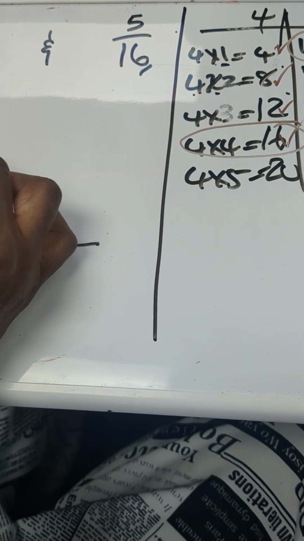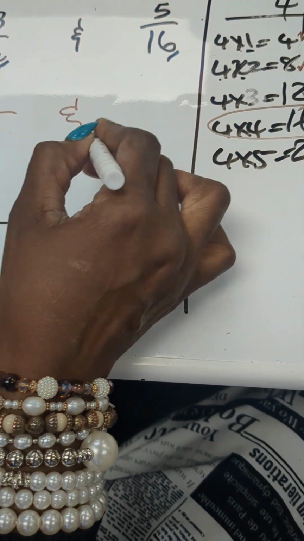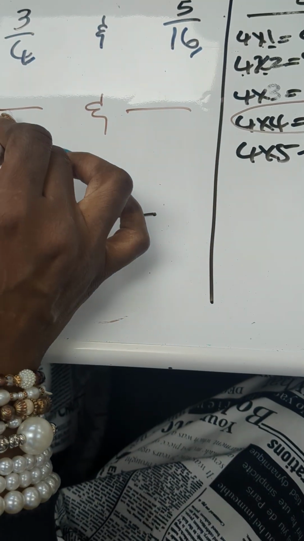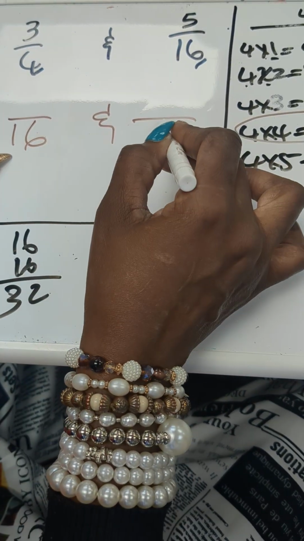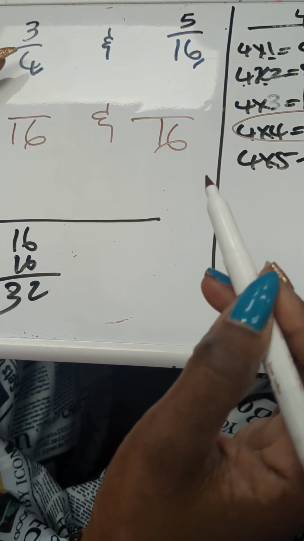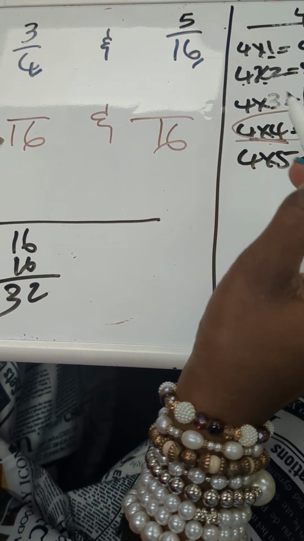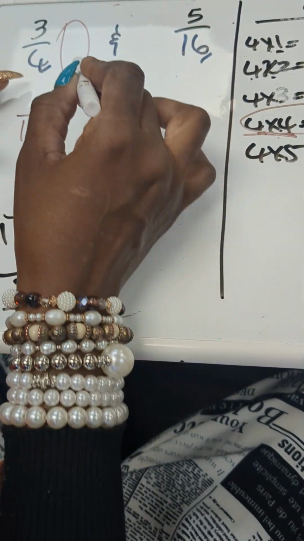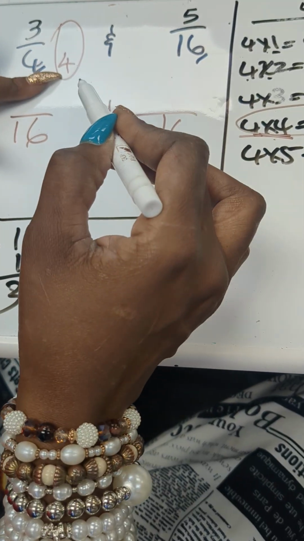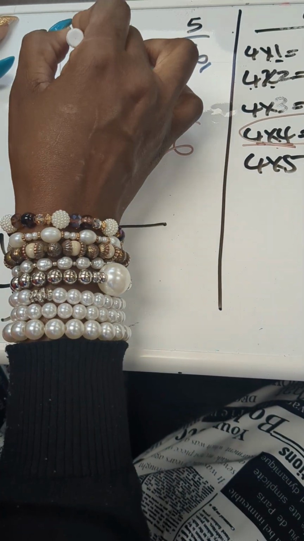So the common denominator is 16. So you're going to write back the lines like this. Then you're going to write your 16 as a denominator, 16 as a denominator. What did you multiply by 4 to get 16? See, 4 times 4. Make a circle like that. Put the 4 right here. Whatever you multiply the bottom by, you multiply the top by.